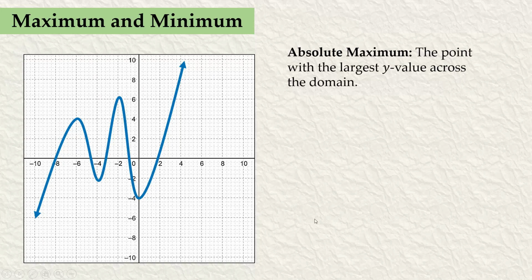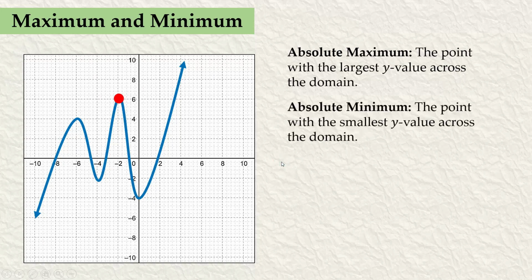So if you look at this graph, we can clearly see that this point has the highest y value, and that's negative 2 comma 6. Those are the coordinates of that. And then we also have the absolute minimum, and that's the point with the smallest y value across the domain. In this case, that point is at 0 and negative 4.